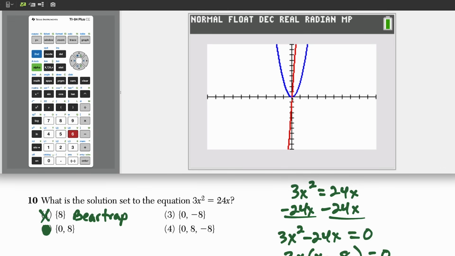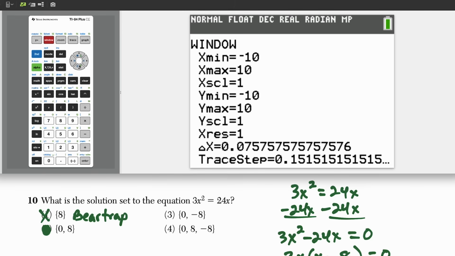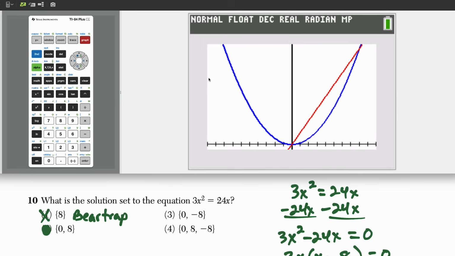And we might say, all right, I only see what's happening at 0. And that's because 24x is climbing up very, very quickly. And so is 3x squared. So maybe I bump the y maximum up to, let me just do 200, a really big number. And see, now we can see what's going on here. At x equals 0 and x equals 8, we have a point of intersection.